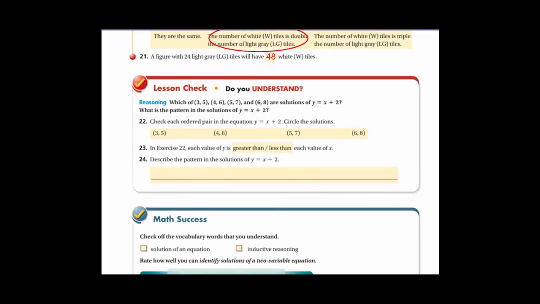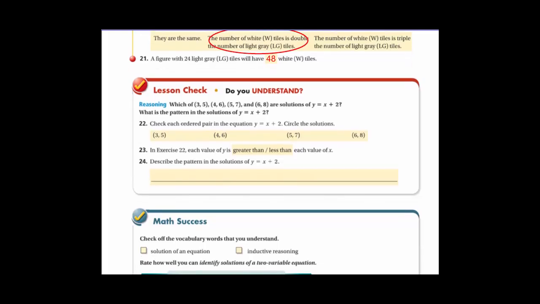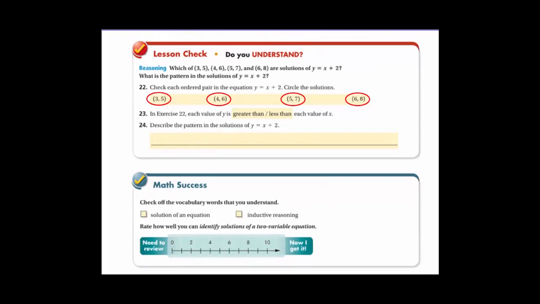For the lesson check, for question number 22, all of these points are solutions of the equation. So in exercise 22, each value of y is greater than, it's 2 greater than to be specific, it's 2 greater than each value of x. So describe the pattern in the solutions. Basically, you want to say something like each y value is 2 greater than the x value.